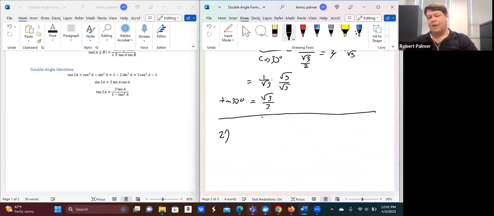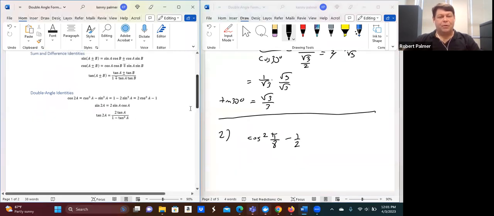Number 2, let's say I have cosine squared of pi over 8 minus 1/2. Once again, let's look at our double angle formulas. So the question is, which one is this the closest to? What does it look the most like?